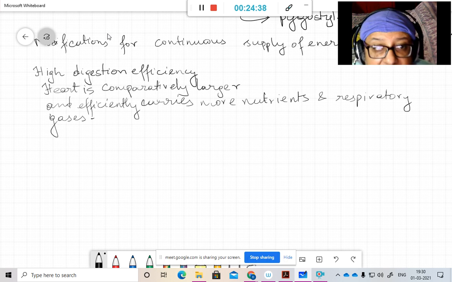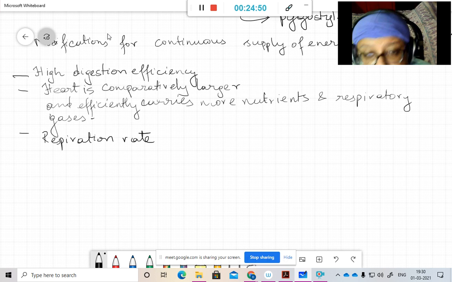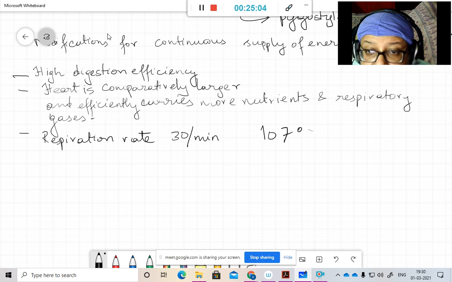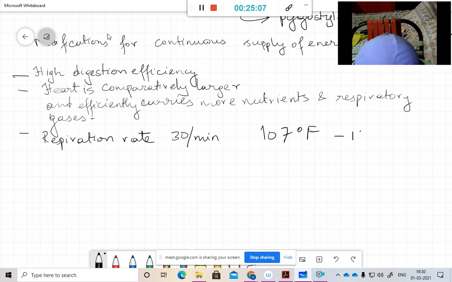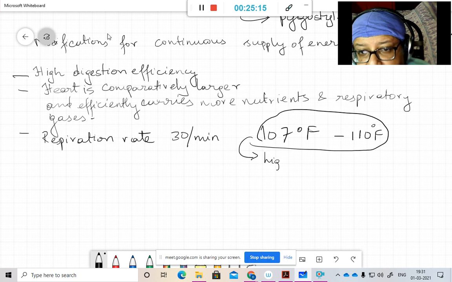So next one is respiration rate. It is 30 per minute, so every 2 seconds one breath. Body temperature is high, 107 Fahrenheit to 110 Fahrenheit. If you have such a temperature, you will die. High temperature for high energy.